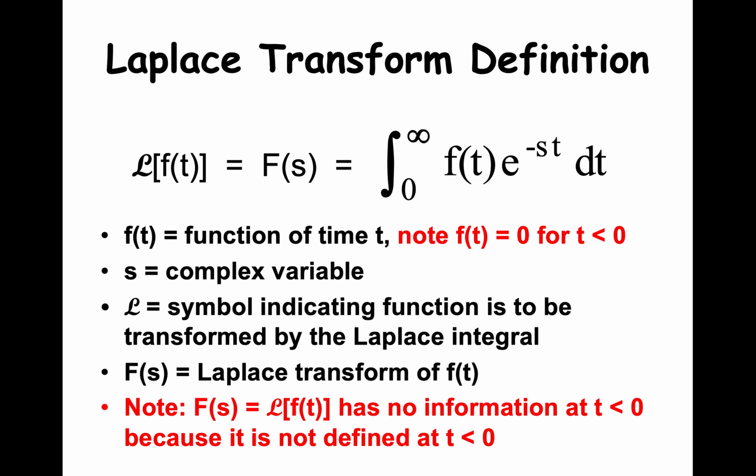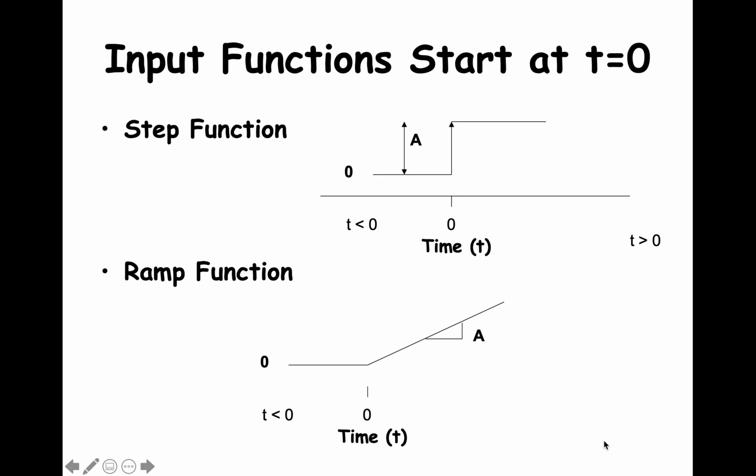When we first define the Laplace transform, the Laplace expression has no information at time less than 0, because the Laplace function was not defined at time less than 0. So when we make an input change to a process with a step, ramp, or some other input function, we assume the input at time t less than 0 was 0. All changes begin at time 0.